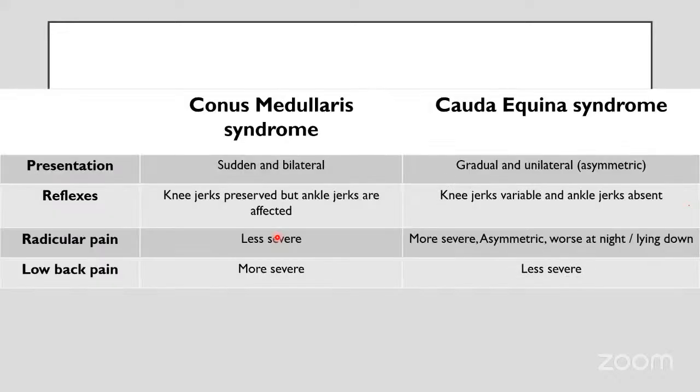To differentiate conus medullaris syndrome from cauda equina syndrome, we can differentiate them on the basis of presentation. The presentation of conus medullaris syndrome is usually sudden and bilateral, while it might be gradual and unilateral in cauda equina. Regarding reflexes, knee jerk is preserved, but ankle jerks are affected in conus medullaris, while in cauda equina, ankle jerks will be absent. The radicular pain is less severe in conus medullaris, and in cauda equina syndrome, it is more severe, asymmetric, and worse at night. The low back pain is more severe in conus medullaris syndrome and less severe in cauda equina syndrome.